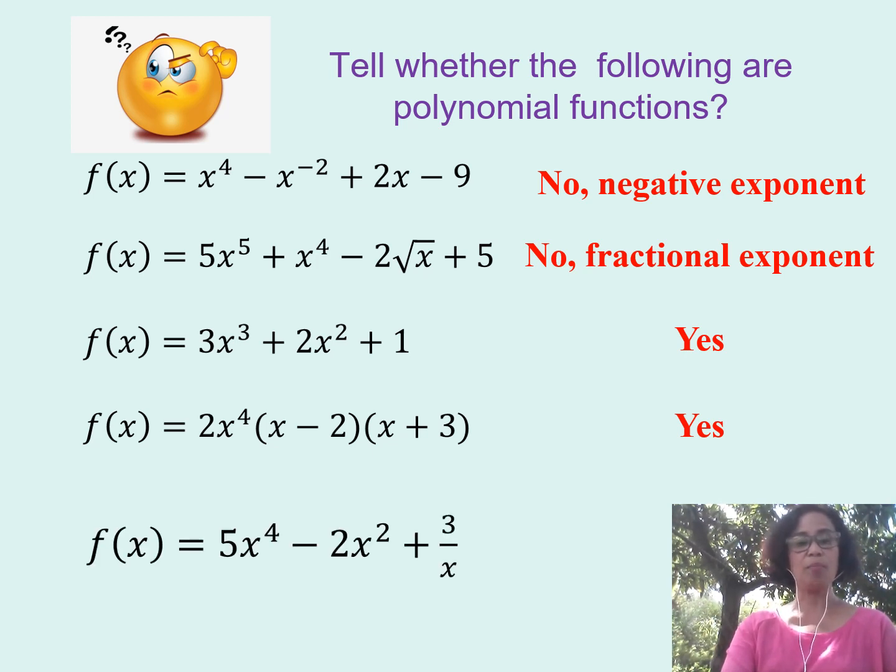Last, f(x) = 5x^4 - 2x^2 + 3/x. Is it a polynomial function? The answer is no, since the third term, 3 over x, when written in exponential form, will become 3x^-1. So it means it bears a negative exponent.